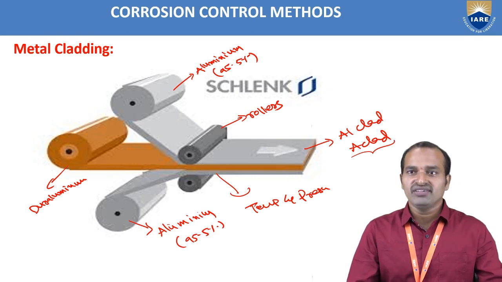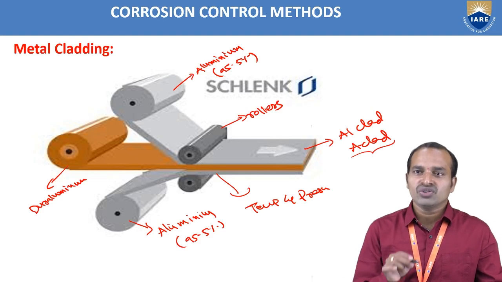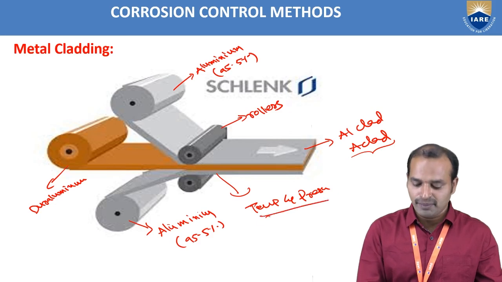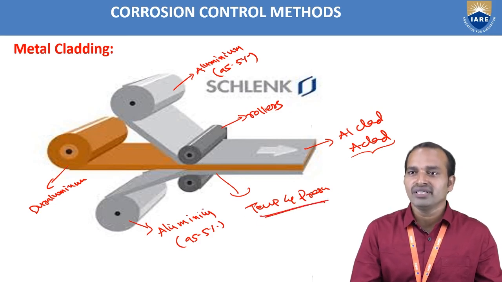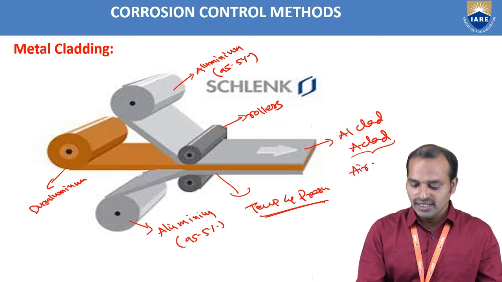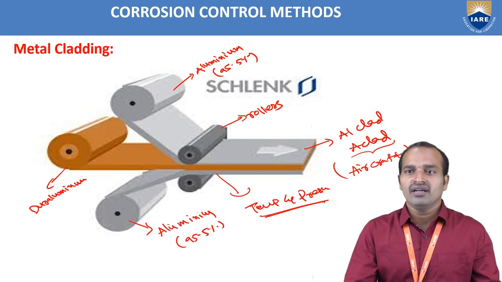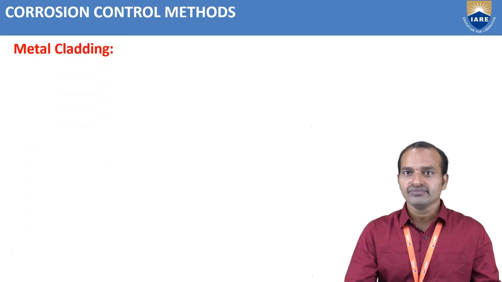This duraluminum is sandwiched between the pure aluminum. Then it is processed through the rollers and pressing takes place. At that time we apply temperature and pressure. Then we get the aluminum clad sheet. This aluminum clad sheet is used in the aircraft industries. In the making of wings, we use the metal cladding process.